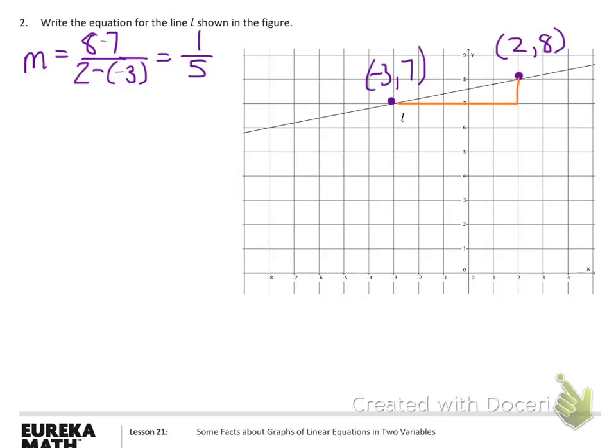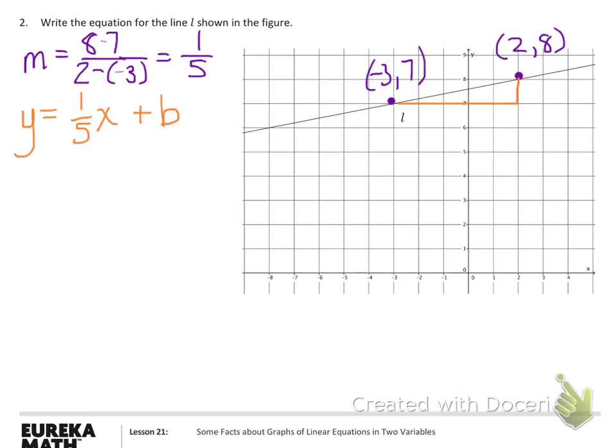Okay, so these are the points I found, and here's my slope calculation. So we get the difference in y is 8 minus 7, which is 1, and the difference in x is 2 minus a negative 3, which becomes 2 plus 3, or 5. So the slope of this line is 1/5. So now I can just write the equation as much as I know: 1/5 times x, because that's the slope times x, plus some number b.